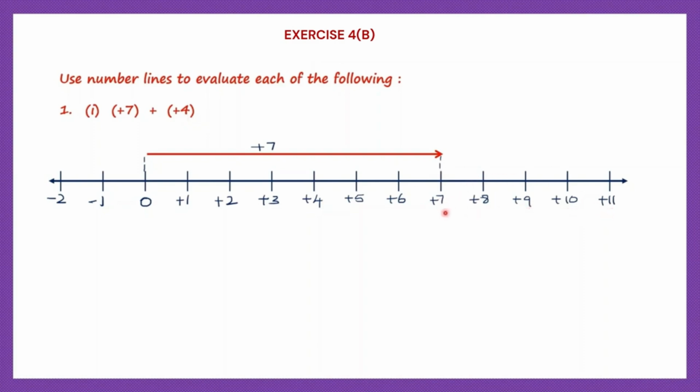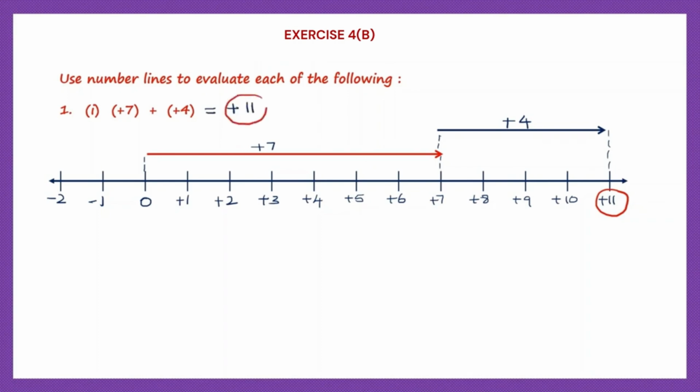So we're going to start from +7 and move 4 steps to the right. Let's move 4 steps to the right. So we have reached +11. Here, as you can see, this is +4. We have added 4 and we have reached +11. So this is our answer. We have done addition on the number line. Let's write the answer there, +11, which is our final answer.